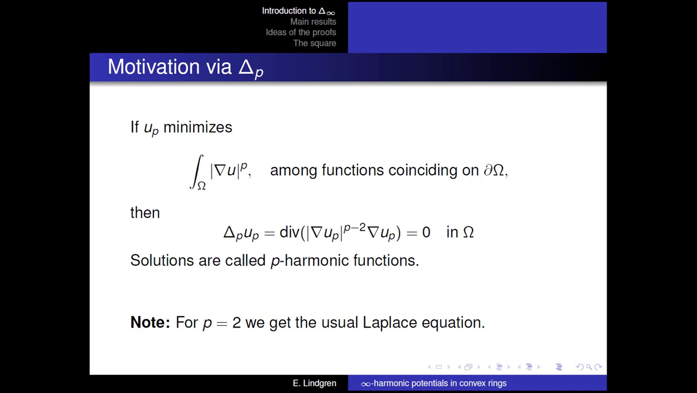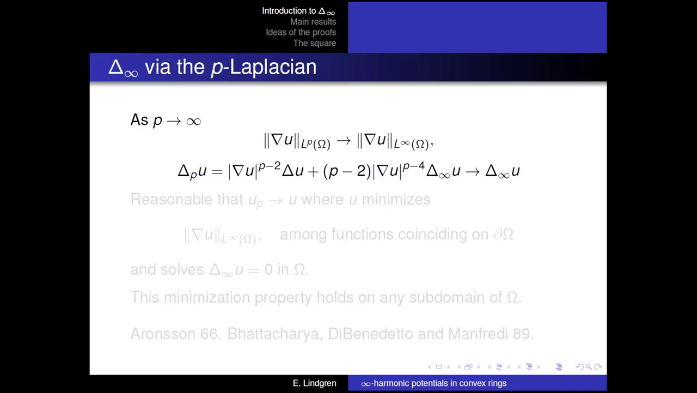Then you might think, okay, we're talking about infinity harmonic functions, so probably he's going to send p to infinity. Yes. So what would happen if you send p to infinity? Well, probably the limit function would minimize the L infinity norm, if you just take the p-th root of this as well, and solve some sort of limiting equation. Yes, that's indeed the case. I'm not doing any proofs here, I'm just saying that formally you would expect minimizers of the L^p norm to converge to minimizers of the L infinity norm.